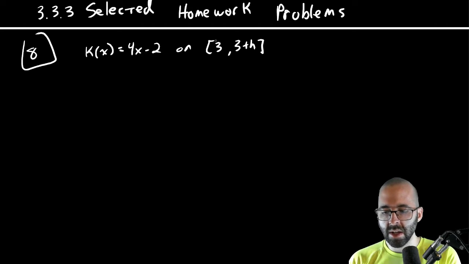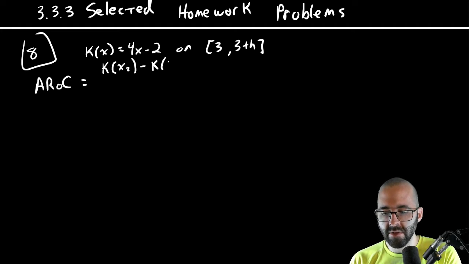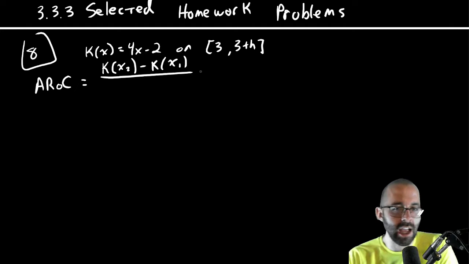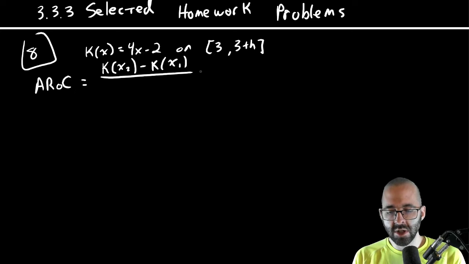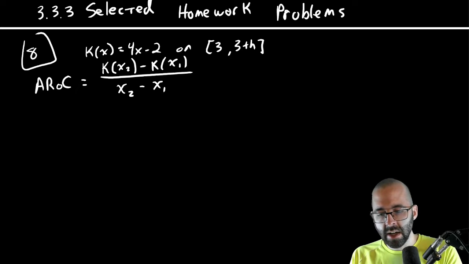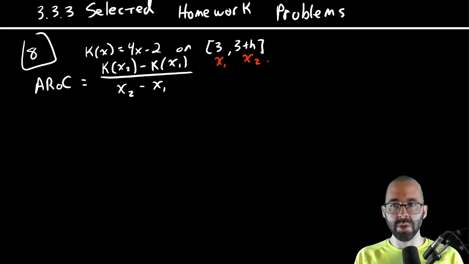All right, so again, we're going to use this average rate of change function, that's the function value at the second input minus the function value at the first input. The function here is k. You can name a function whatever you want. The function here is k, divided by the second input minus the first input. And again, this is our first input. This is our second input.